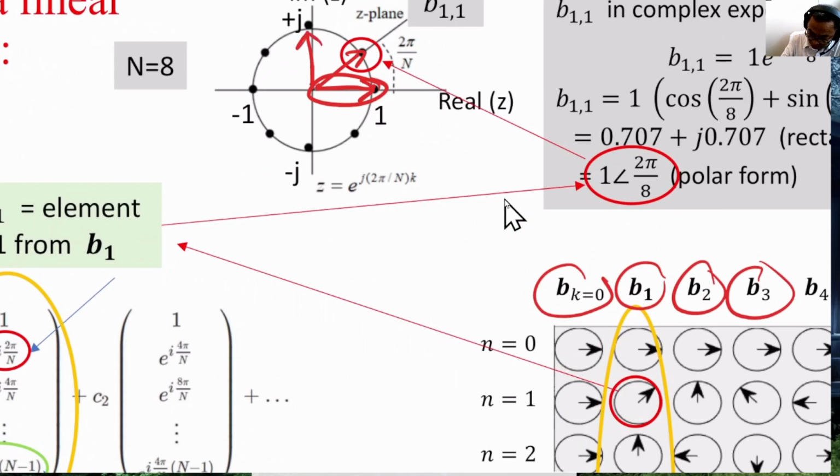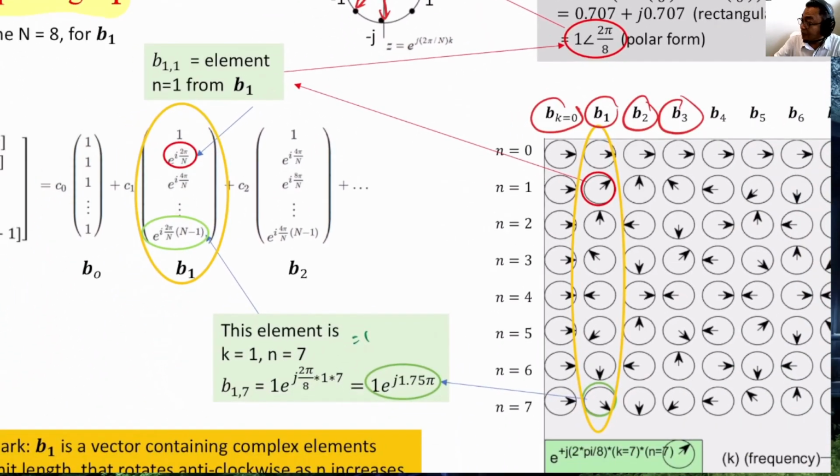The third step, the arrow is here. The fourth step, the arrow is here. The fifth step, arrow is here, and so on. So can you see? I draw the arrows as well to show the positions of the arrows, the phasors, as it goes from sample 0 to sample 7.